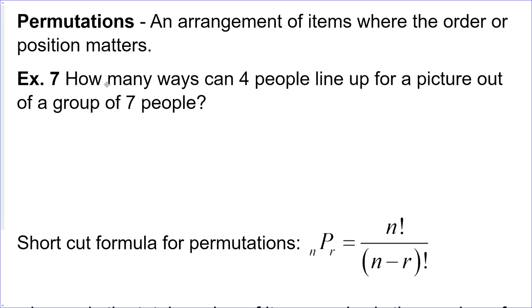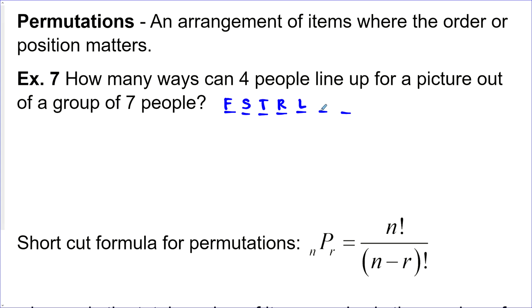Just like this question here, how many ways can 4 people line up for a picture out of a group of 7 people? So normally we would do 1, 2, 3, 4, 5, 6, 7 lines. 4 people are going to line up, and their positions matter. There's a first person, there's a second person, there's a third person, and there's a fourth person. And if the first and second persons switched spots, we would notice. It'd be a different arrangement.